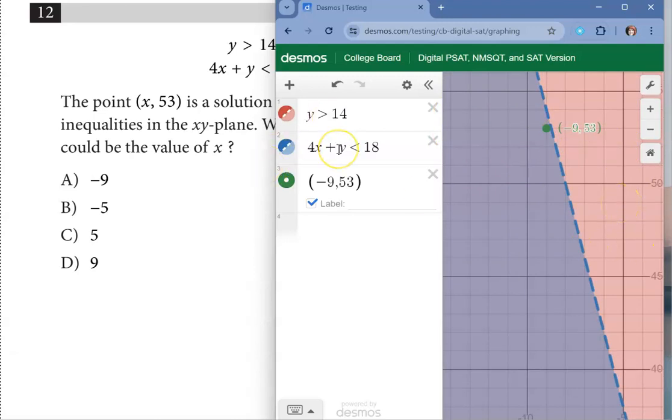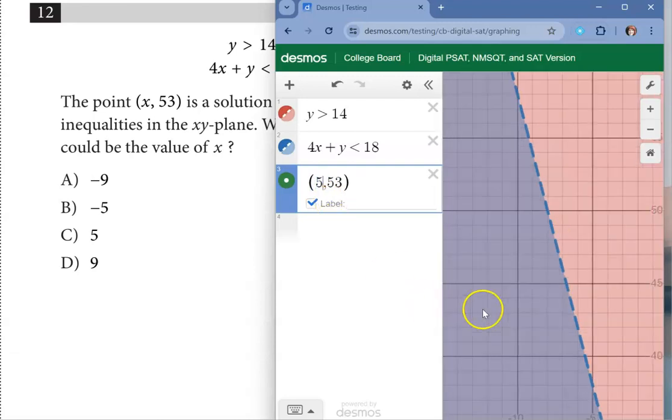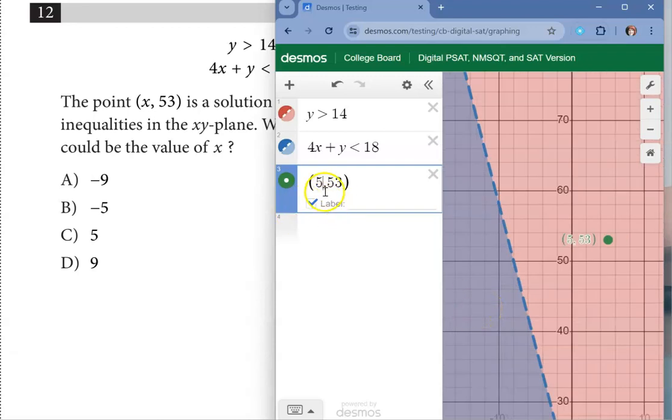It needs to be in both the red and in the blue area. So the purple is where both of these are overlapping. So it looks like this is the correct answer, but let's look at these others just to be sure. So B, let's put a -5 here for B. And see, that's only in the red part. That's not a solution because it's only in one of the inequalities' shaded regions. 5, same problem. 9 is also the same problem. So the correct answer was -9.